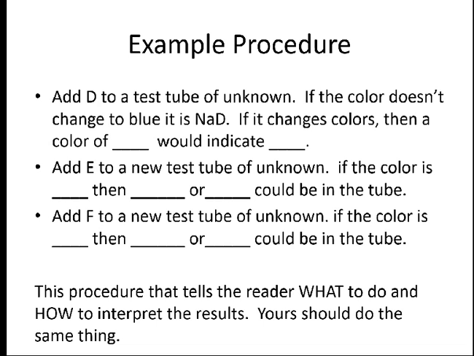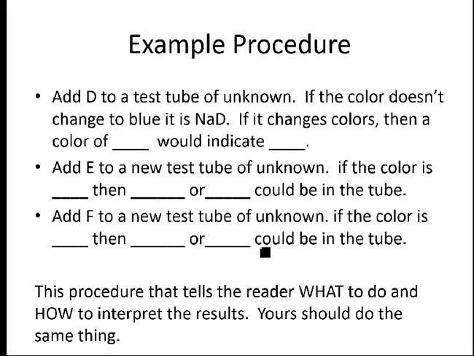You'd say, I'm going to add D into a test tube of the unknown. If the color stays the blue color, then maybe you just had D minus or NaD. If it did change color, maybe you had something else in there that would indicate something. Maybe another step would be add E to another test tube of the unknown. If the color changes, then what would happen? What would you say is in there if some things took place? Perhaps you could add F, and then you look for color change.